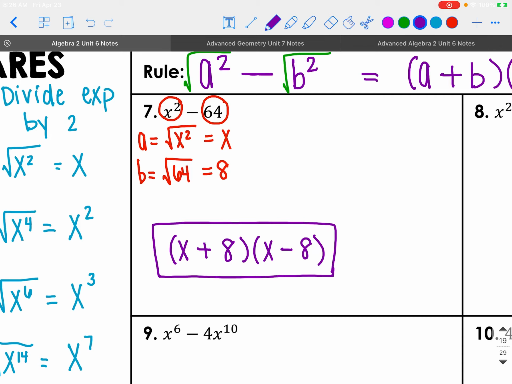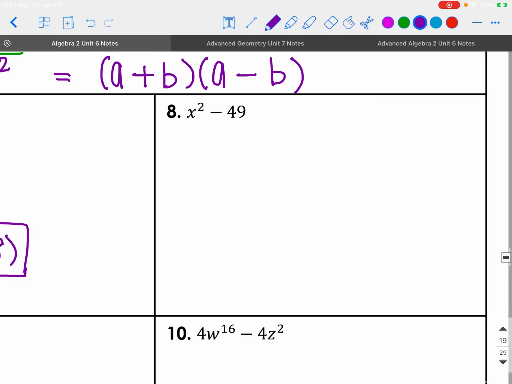The only hard part is that when you start these, you actually have to look for a GCF first. Sometimes, not always, but sometimes there will be a GCF. And if you don't take out the GCF, sometimes you can't even get an answer. Or sometimes you could get an answer, but it's not completely right because I want you to factor it completely. So everything has to be factored and split up as much as possible. So always look for a GCF. And I should have mentioned that before we started number 7.